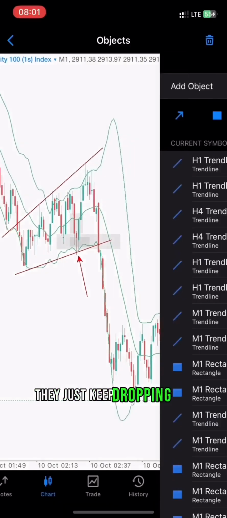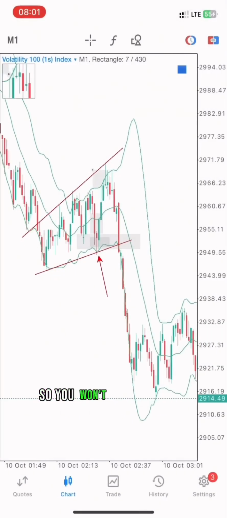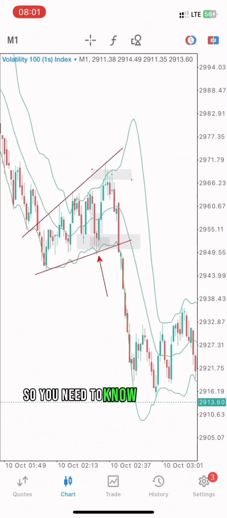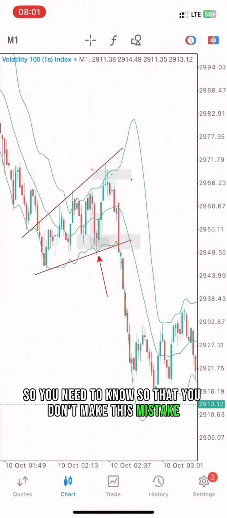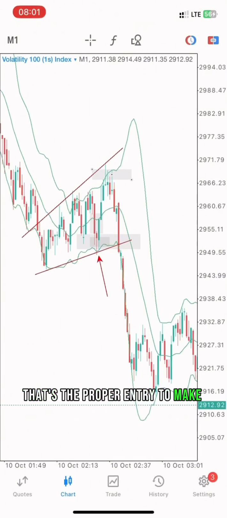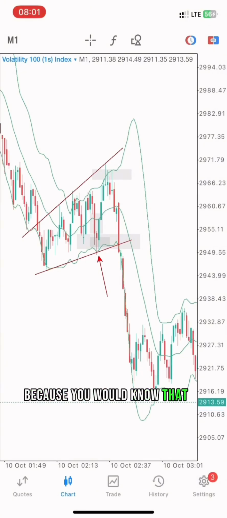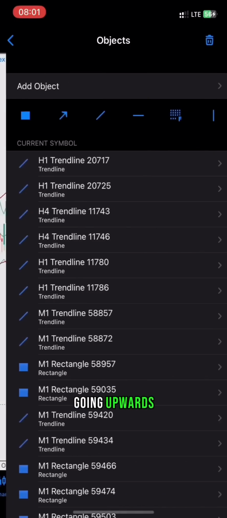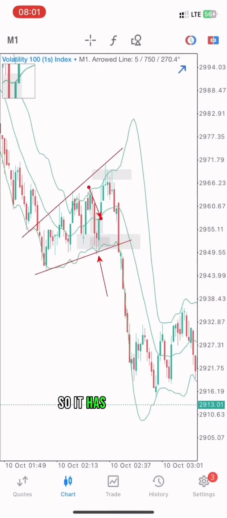They just keep dropping and dropping and dropping, so you won't end up seeing any progress. So you need to know, so that you don't make this mistake. Where I'm putting my shadows on there, that's the proper entry to make your sell, because you know that it has touched the top Bollinger Band, but there is no breaking out going upwards. It has touched the top Bollinger Band, so it has to go down.